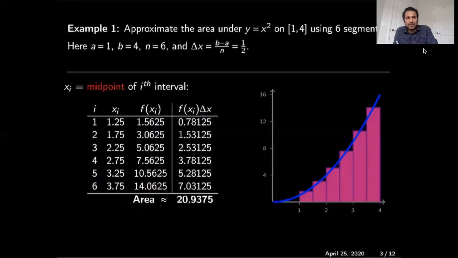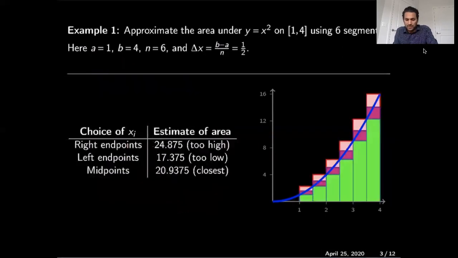And this is the midpoint estimation, where I calculate the midpoint of each subinterval, for example the midpoint of 1 and 1.5 is 1.25. The midpoints of each interval are calculated here. I evaluated the function, multiplied by delta x, and added them all. Let's compare our results. The right endpoint is an overestimation, which is too high. The underestimation is too low. The closest estimation, as you can see from the graph and the table, is 20.9375, but it's still not the exact area of the graph.